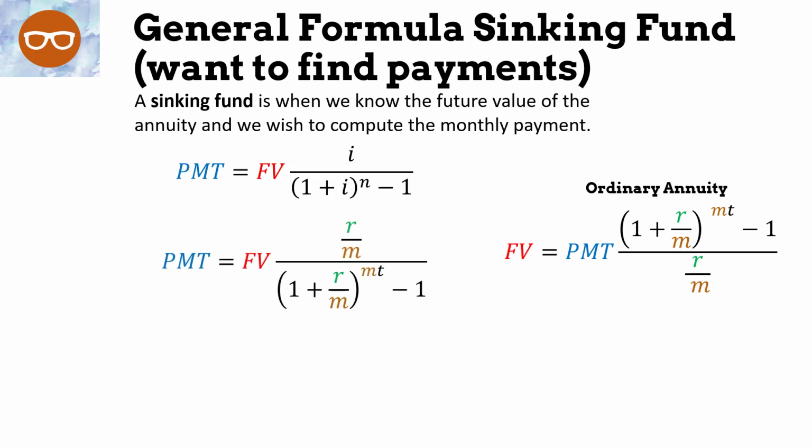Remember, I like to convert everything because I is R over M, and N is M times T. So we might as well just put all the letters in right away instead of having to think, oh my gosh, what's I? Oh my gosh, what's N? So that's the formula we're going to use. Let's do some examples.